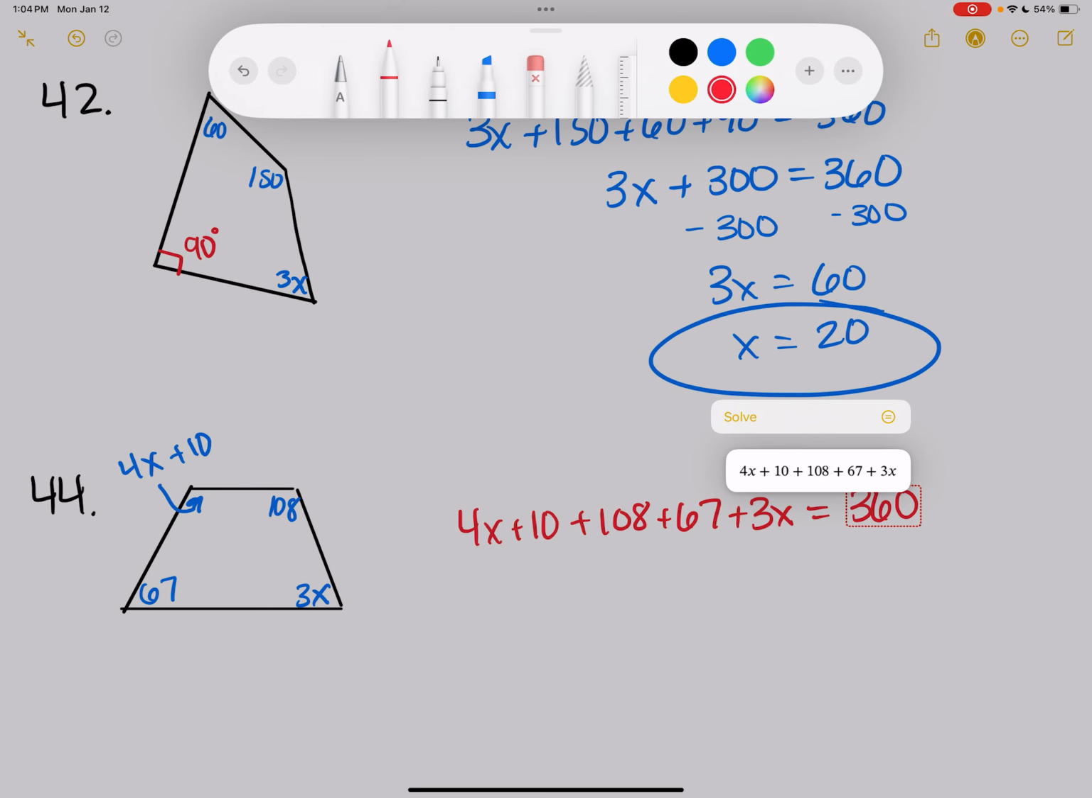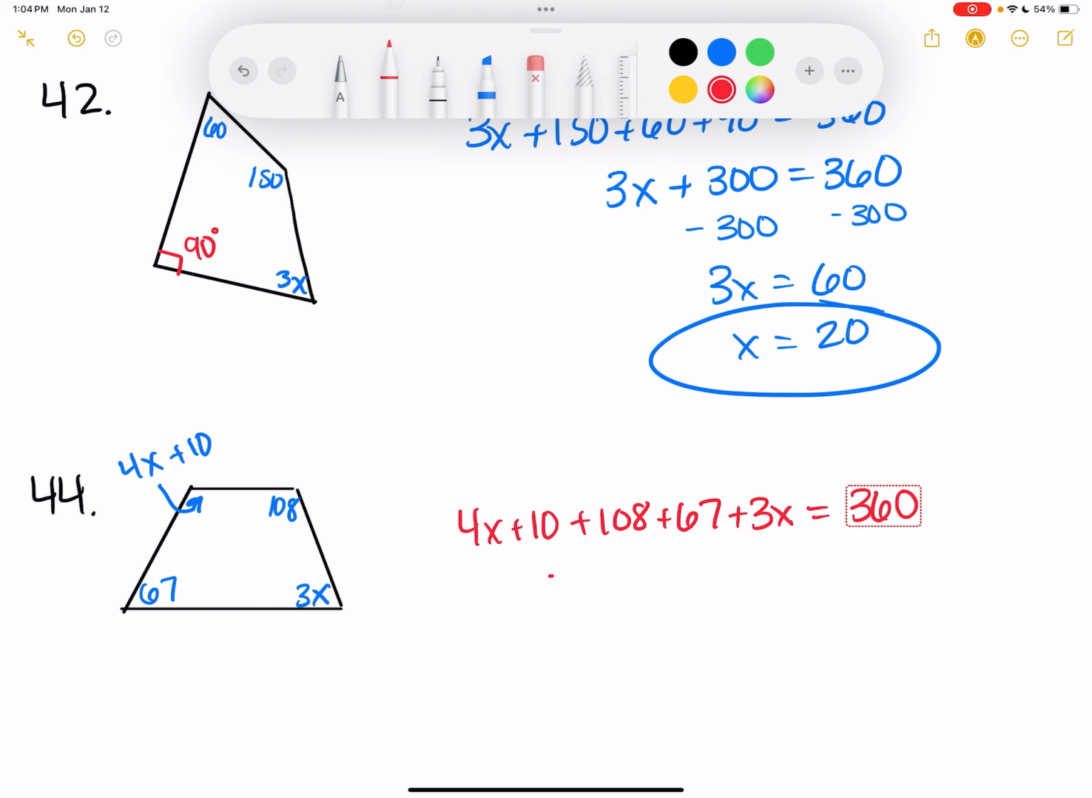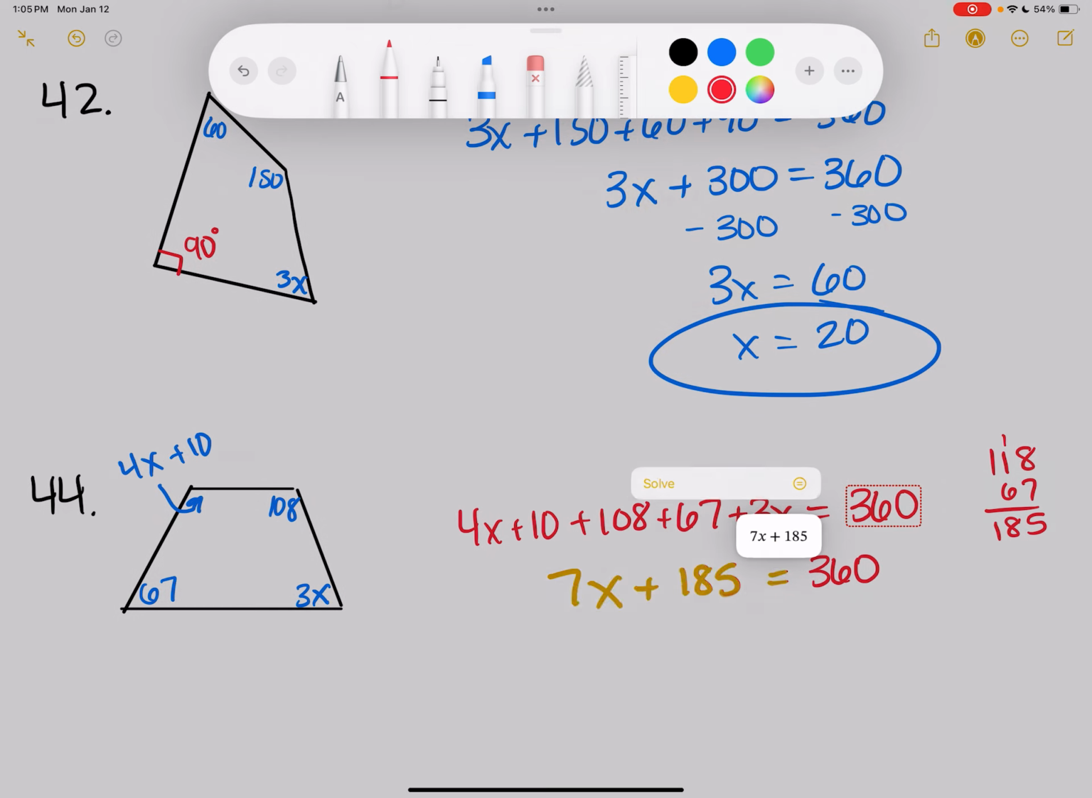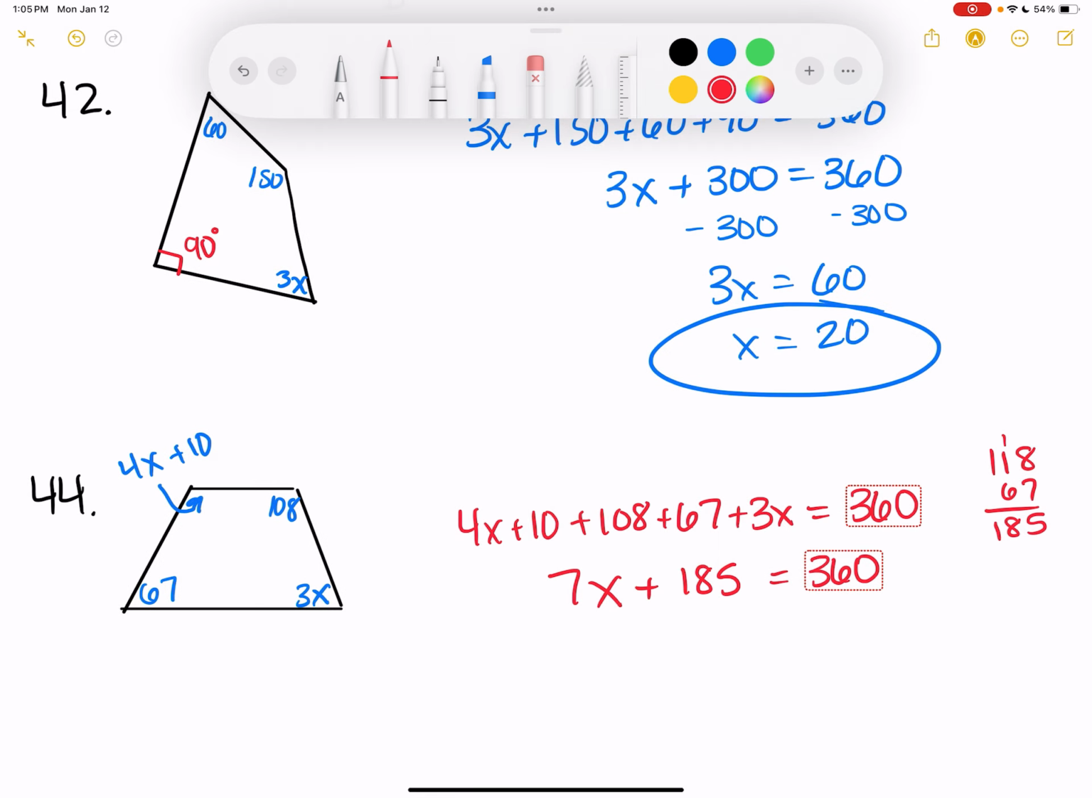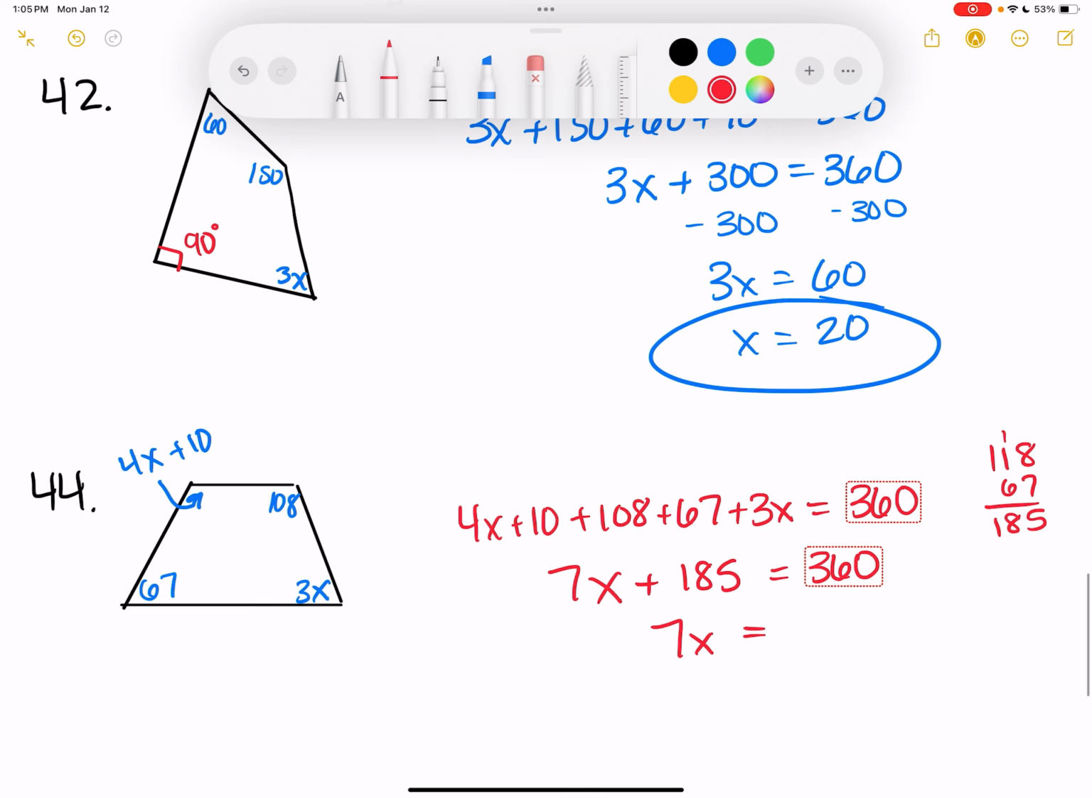It's exciting. All right, so we've got 7x plus 185 equals 360. 7x equals 175. Divide by 7, x equals, what is that, 25.